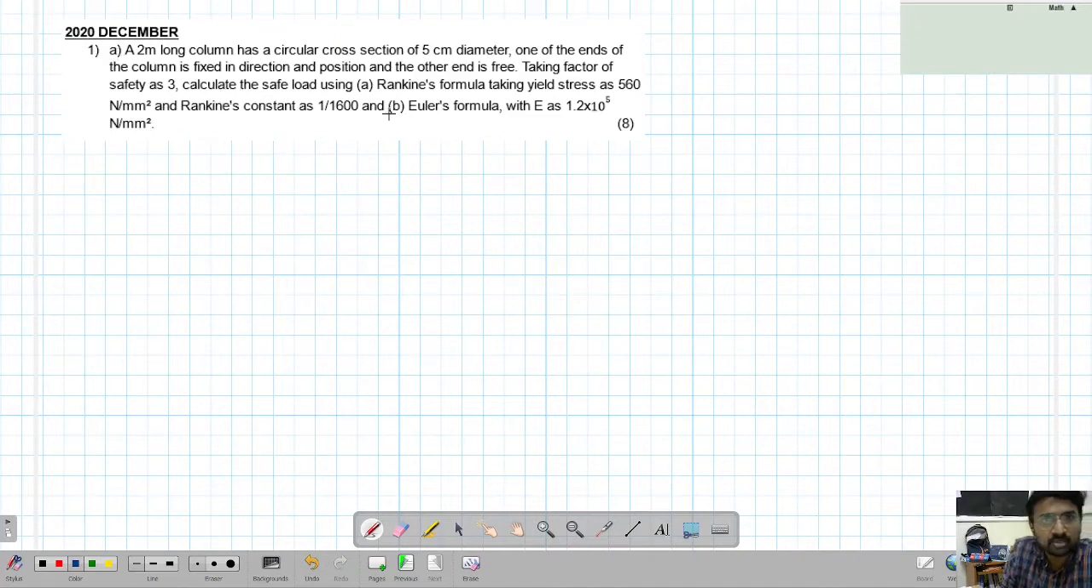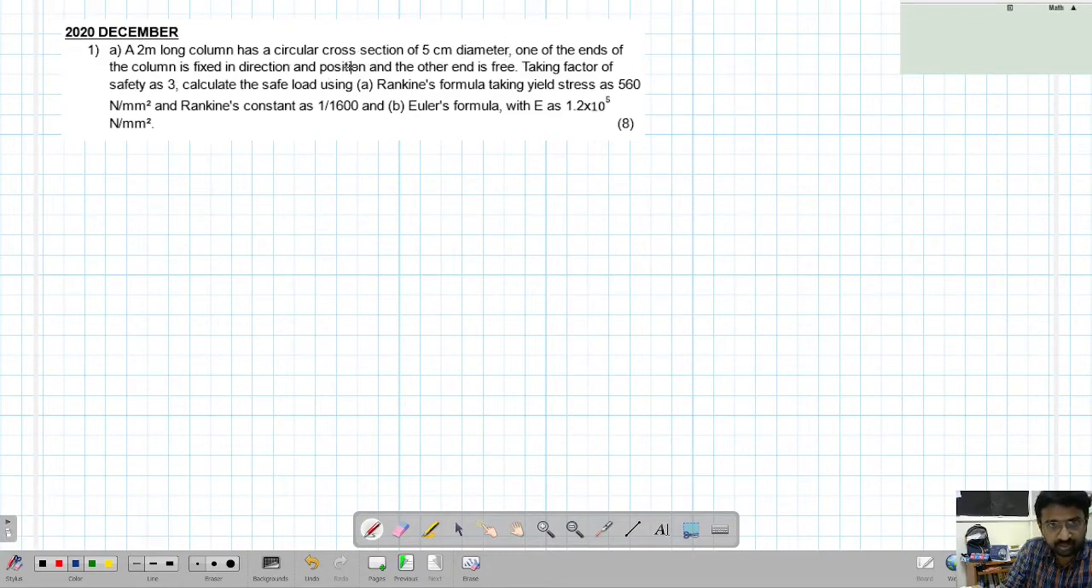There are two formulas in Module 5 column portion that you have to remember. If you remember those two formulas, this can be solved very fast. So the problem is: a 2 meter long column has a circular cross section of 5 centimeter diameter.